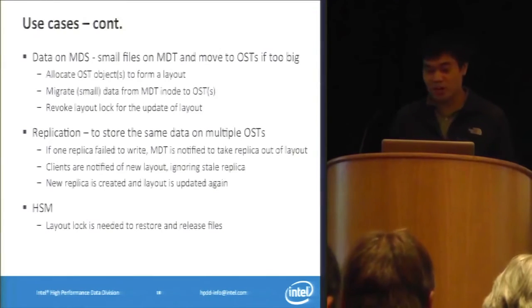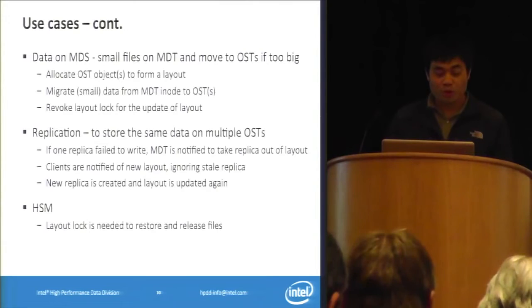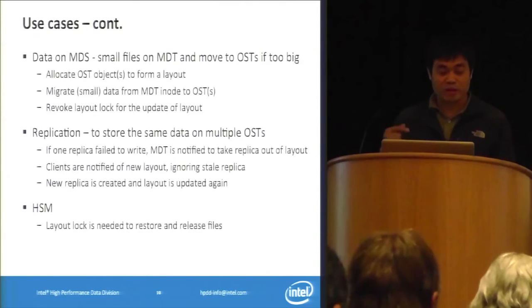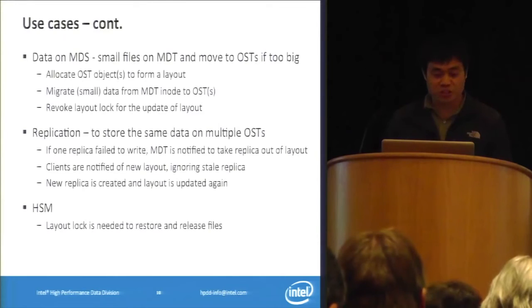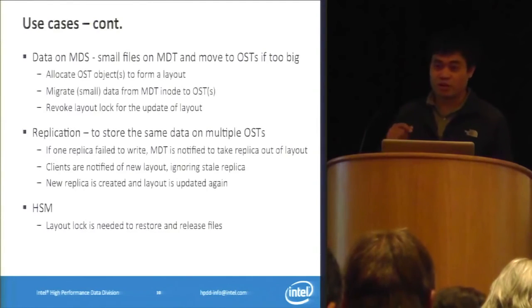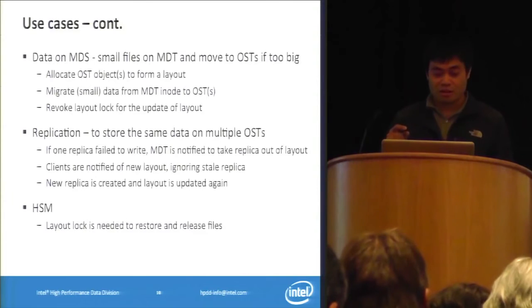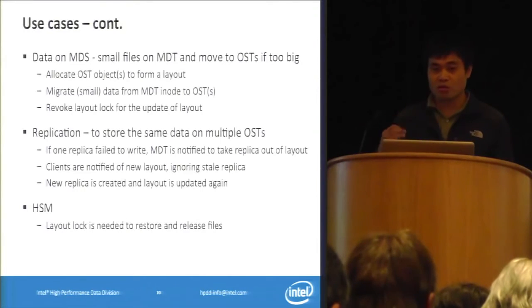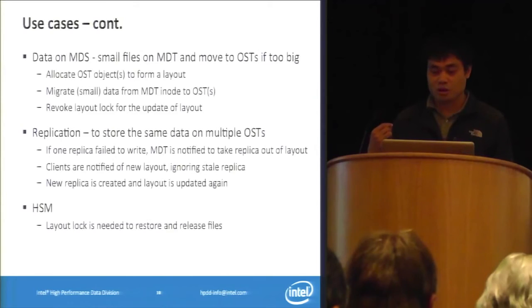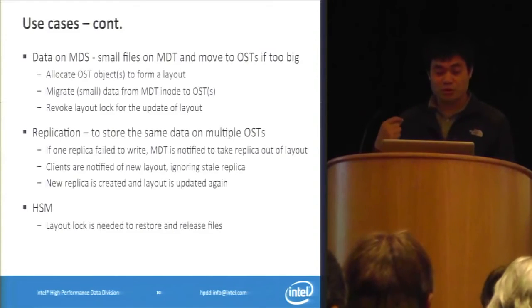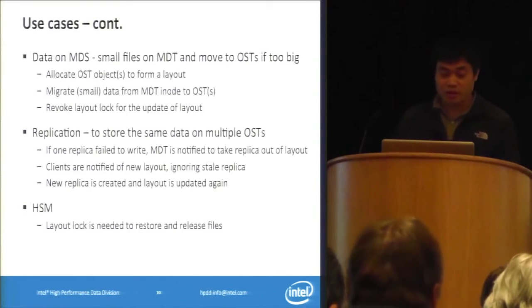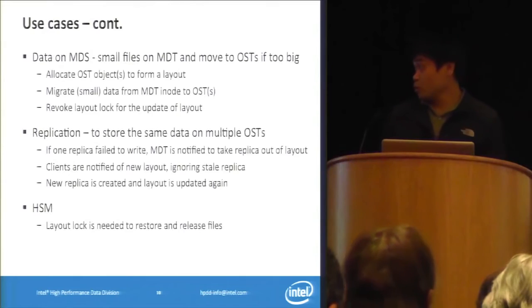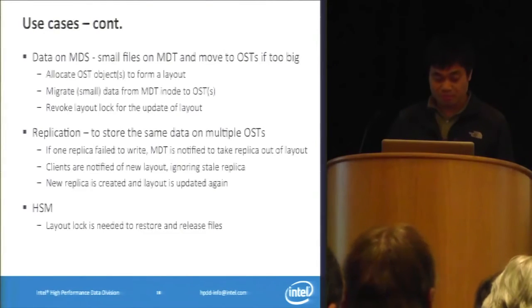So the next one is replication. For replication, we store the same data on multiple OSTs. The major challenge of replication is that if one replica fails to write, we have to take that replica out of the layout, because we don't want it to be read by some of the clients since it will include stale data. So this is what we are going to do for replication.